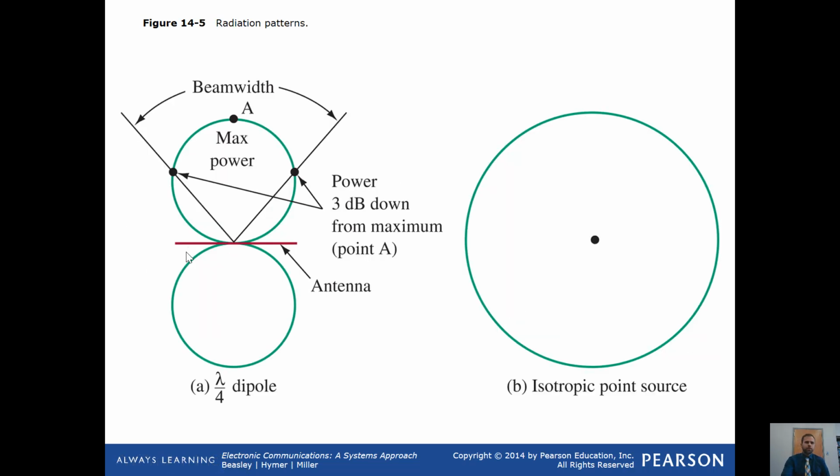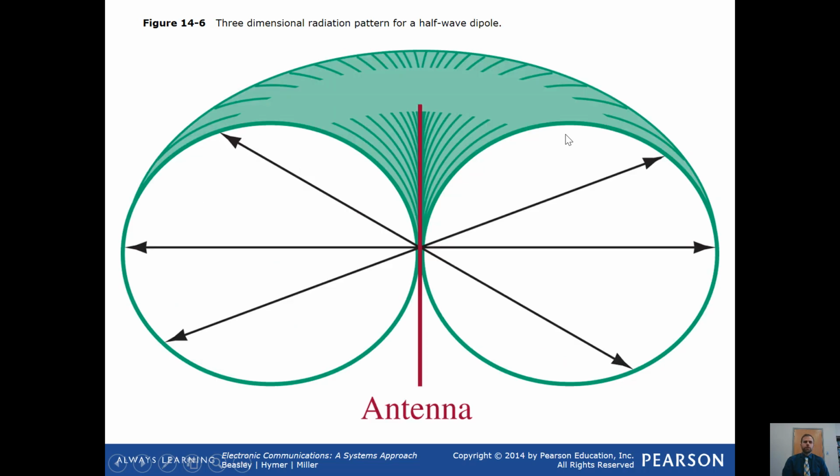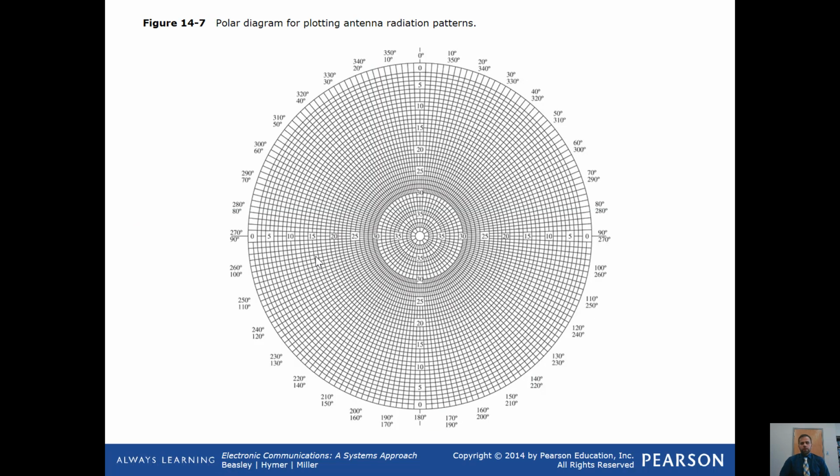So radiation patterns. Once again, the beam width is basically the power between your 3 dB down points here. This is a quarter-wave dipole antenna here, and here's an isotropic point source, so again radiating equally in all directions. Here's a three-dimensional radiation pattern for a half-wave dipole. It's showing what's happening around the antenna in 3 dimensions. Obviously, you have an electric field and a magnetic field around the wire.